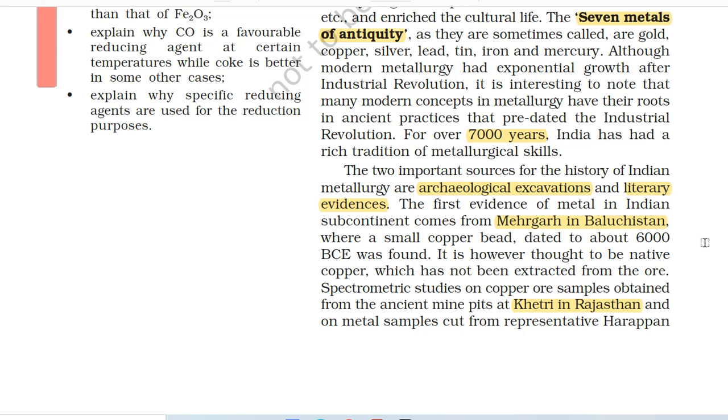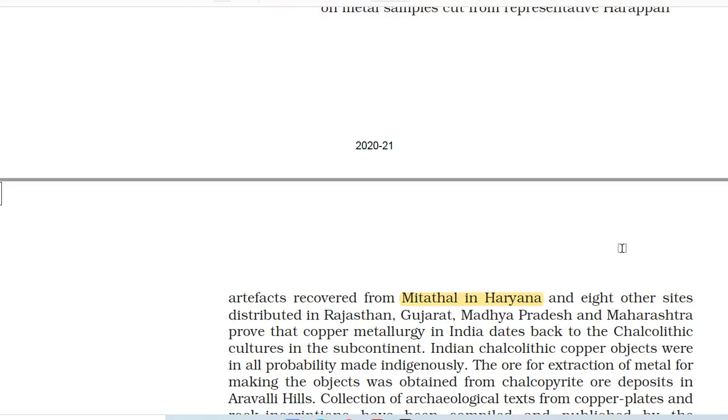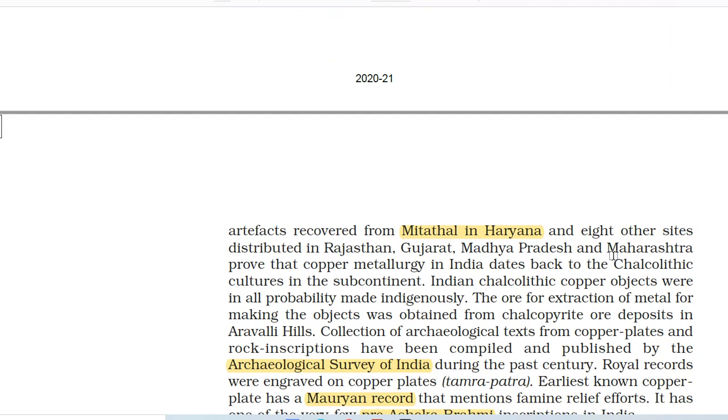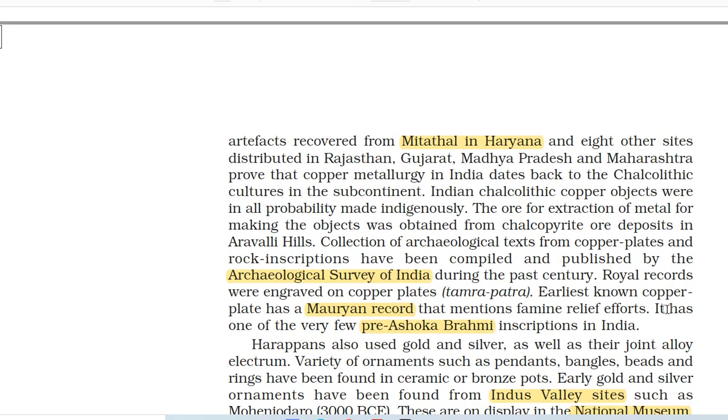Spectrometric studies on copper ore samples obtained from the ancient mine pits at Khetri in Rajasthan, and on metal samples cut from representative Harappan artifacts recovered from Mitathal in Haryana and 8 other sites distributed in Rajasthan, Gujarat, Madhya Pradesh and Maharashtra, prove that copper metallurgy in India dates back to the Chalcolithic cultures in the subcontinent.